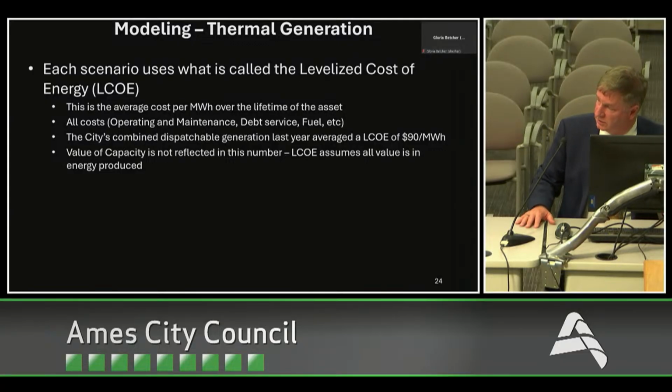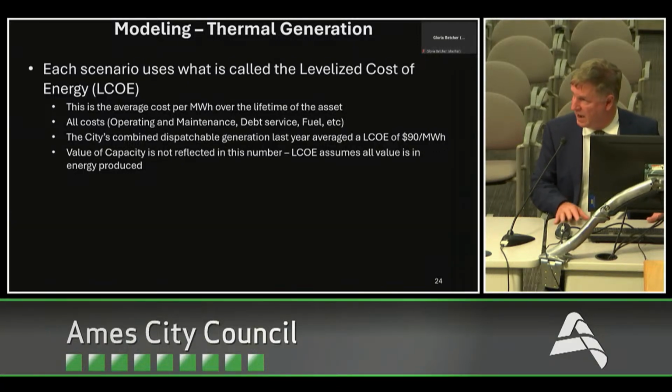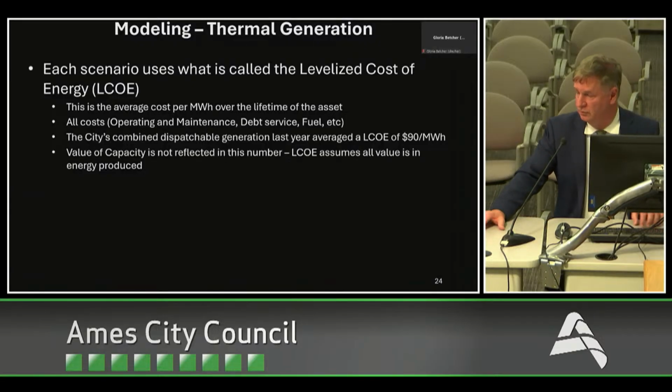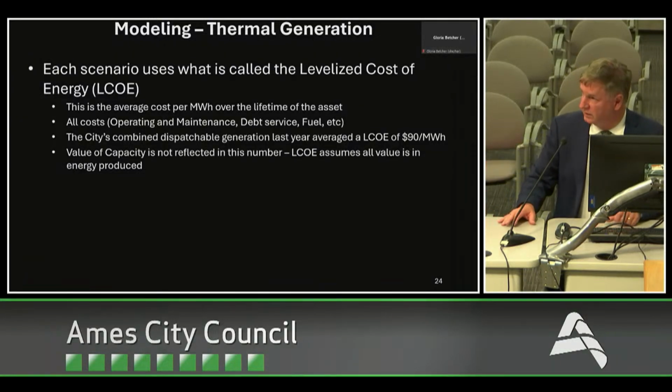But the industry uses something called the levelized cost of energy, okay? And that's the average cost per megawatt over the lifetime of the assessment of the asset. You assume operating, maintenance, debt service, fuel, etc. In comparison, our LCOE is about $90 per megawatt. So that's if you look at our existing facilities, right? We don't have built into this number what that value of capacity is, because that within the MISO region changes so much. So that's the one thing that's not in here.